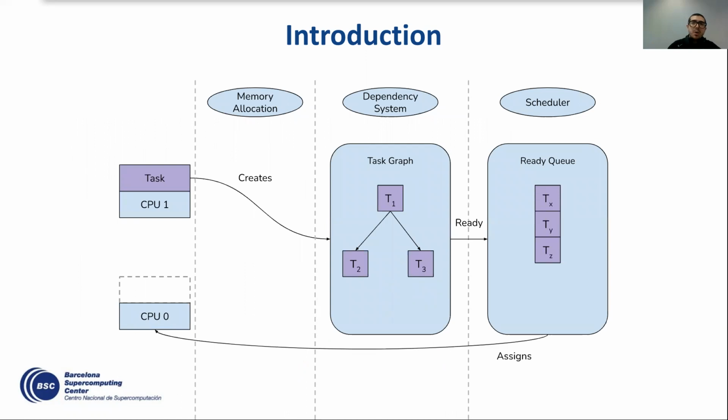To visualize how the three components of the runtime interact with each other, we can look at this example diagram. A task currently running on a CPU will create other tasks, allocated by the memory allocator, of course, and then their dependencies will get stored and added to the task graph inside the dependency system. When the dependencies determine that this task is ready to be executed, it enters the scheduler and is placed on the ready queue. The scheduler will manage the idle cores and assign tasks to those free computing resources as it sees fit.